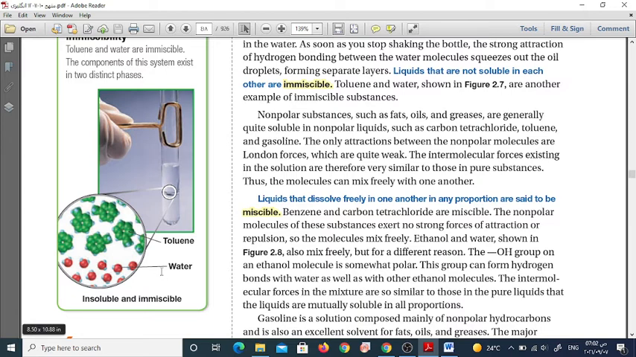Why? Because both the solute and the solvent are liquids. However, if you have a solid solute and a liquid solvent, in this case, we will say soluble or insoluble.